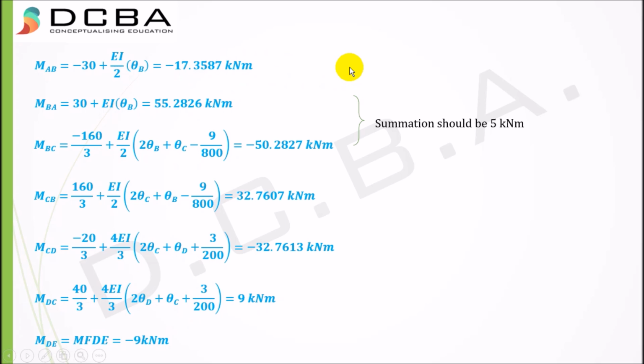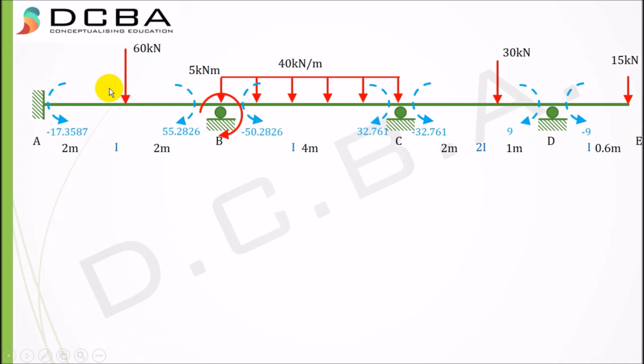As per our sign conventions, if you follow them, minus is anticlockwise, plus is clockwise. So this is an anticlockwise resistive moment. This is a clockwise resistive moment, reactive moment. Anticlockwise, clockwise, anticlockwise, clockwise, anticlockwise. And I've just written all the moments here with their directions. That is anti-clockwise, which is minus 17.3587, clockwise here, anti-clockwise, clockwise, anti-clockwise, clockwise.